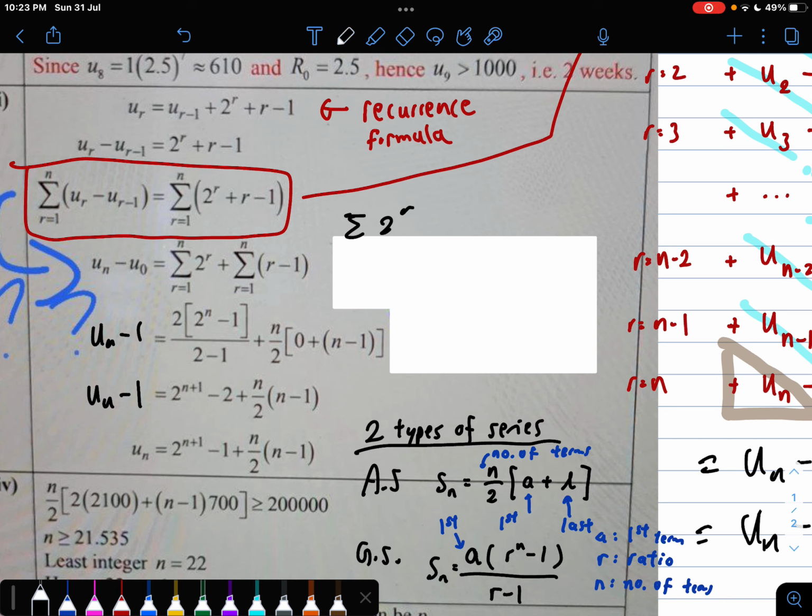So like upper is n, lower is 1, n minus 1 plus 1. That gives you n. If you have, let's say, a random example, summation of, I don't know, a happy face subscript i, and i goes from 5 to 7. How many terms are there? Happy face subscript 5 plus happy face subscript 6 plus happy face subscript 7.